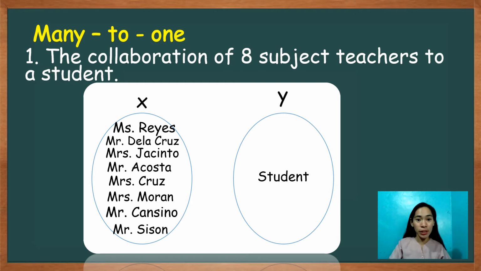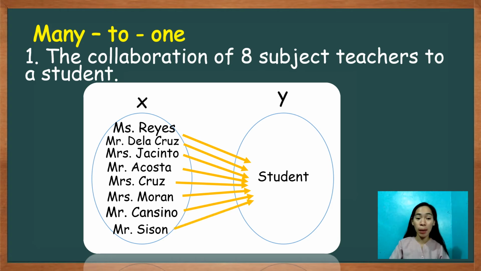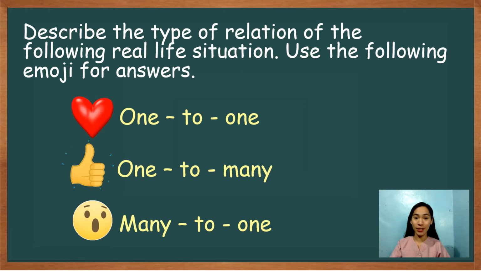Another example for real-life scenarios in many-to-one is the collaboration of 8 subject teachers to a student. So x values for the subject teachers and y values for the student. So this is an example of many-to-one relation. There you have it, the different types of relation.